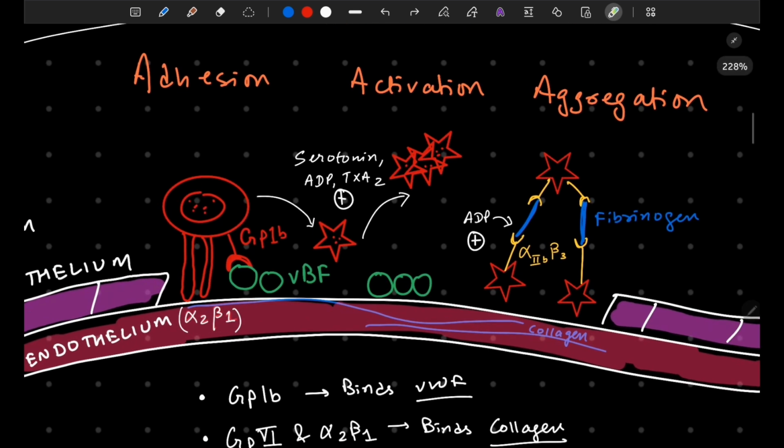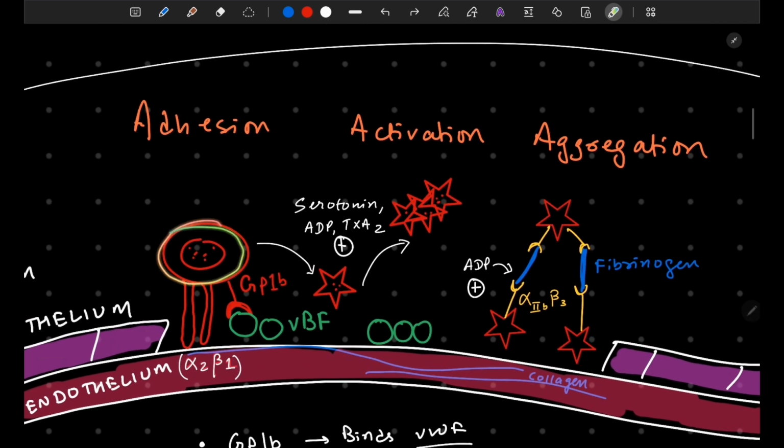mechanisms. In this case, this is our platelet, and the receptors which we will focus on are the GP1B and the alpha 2 beta 1. This GP1B attaches to von Willebrand factor, and the alpha 2 beta 1 attaches to the collagen which is present inside the subendothelium. This collagen helps to adhere the platelet with the receptor alpha 2 beta 1, and GP1B attaches to von Willebrand factor. This is a cofactor which helps to adhere the platelet to the subendothelium.